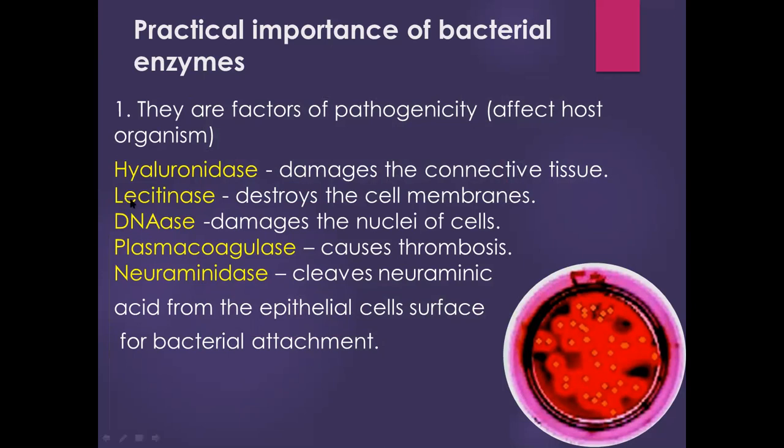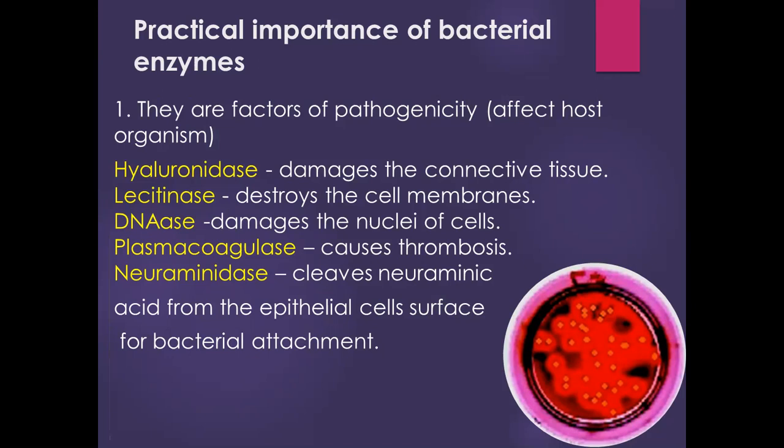And we can detect this enzyme by inoculating bacteria onto blood agar. It causes lysis of the cellular membrane, including membranes of erythrocytes, and we see hemolysis around the colonies of bacteria if they produce this enzyme lecithinase. DNase damages the nucleus of human cells and is a factor of necrosis. Plasma coagulase produces thrombosis in small blood vessels and interferes with normal blood circulation, so it's very important in the pathogenesis of many diseases.